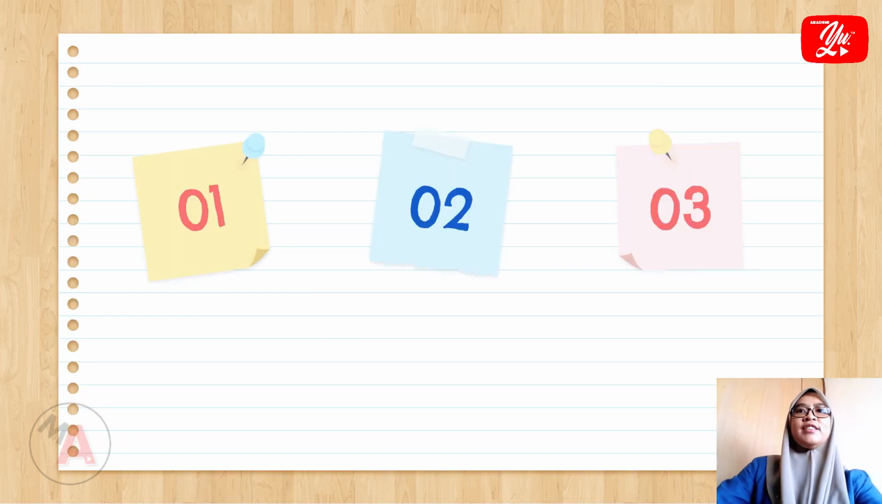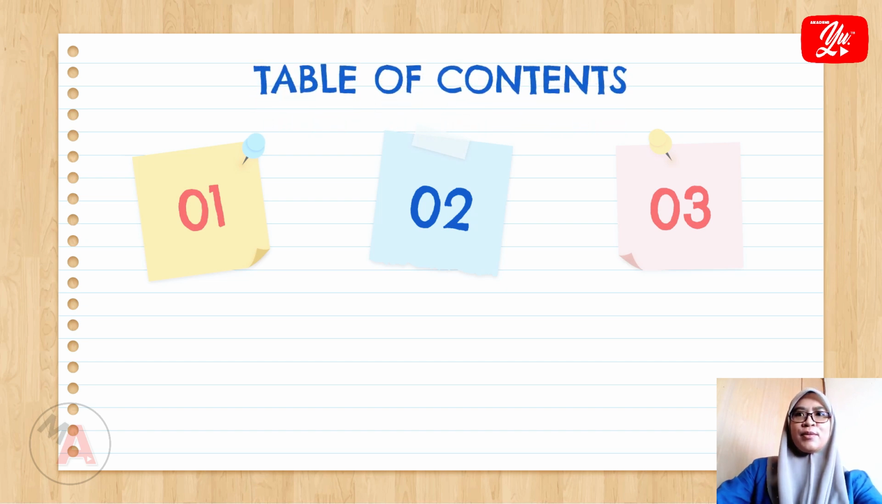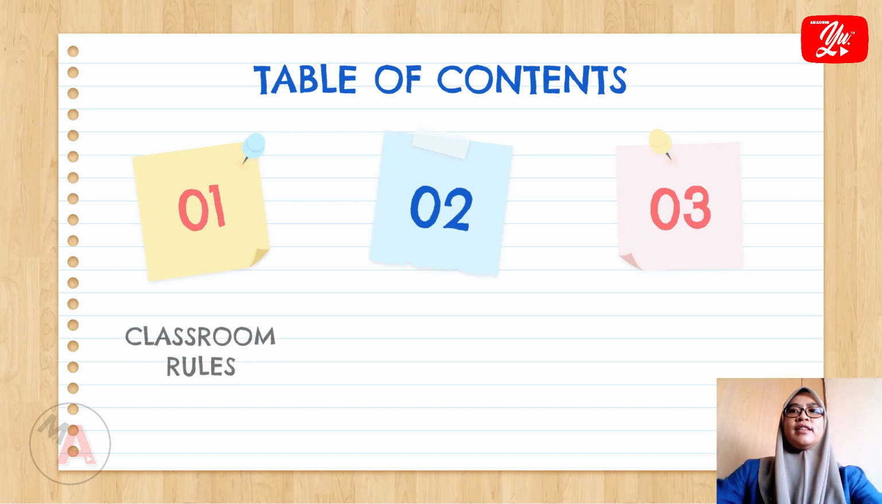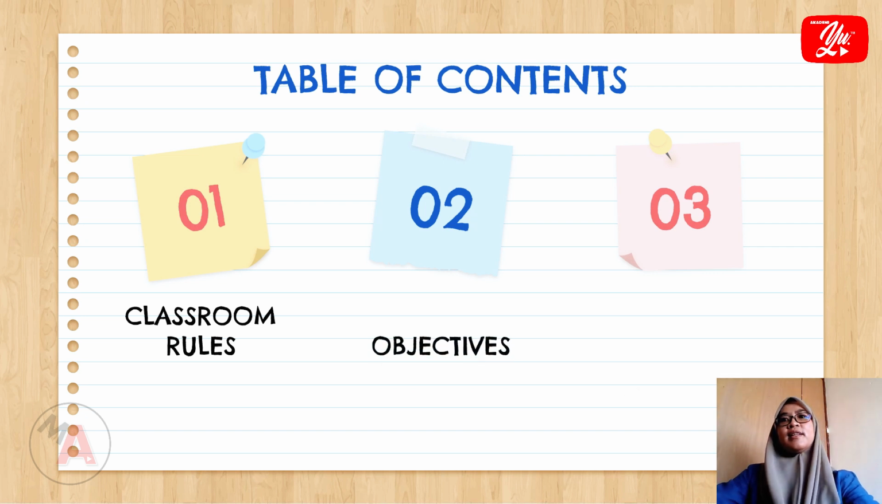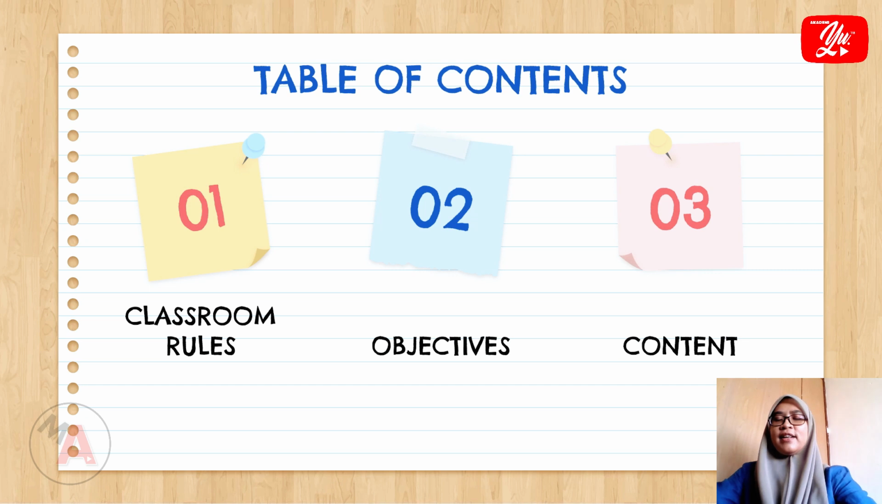Here are some of the things that I would like to share with you before we start with our lesson. The table of content. Number one is our classroom rules. Again and again, I will remind you to take notes, study at your own pace. When you are ready, study, and then share this video around so that others can also learn from it. Number 2 is the objective of our lesson, and number 3 is the content of the lesson.